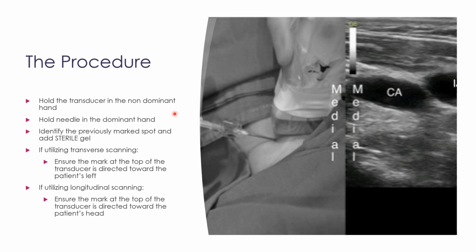And then before you puncture, ensure that if you're in transverse, the mark at the top of your transducer is facing the patient's left side. If you happen to be in long, then you want the mark at the top of the transducer to be towards the patient's head. And that's going to be really important in order to get proper orientation of your image on the screen to the anatomy at hand.